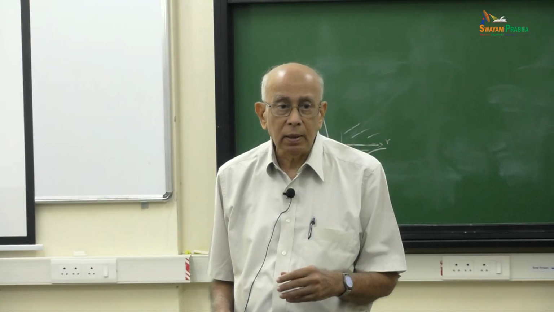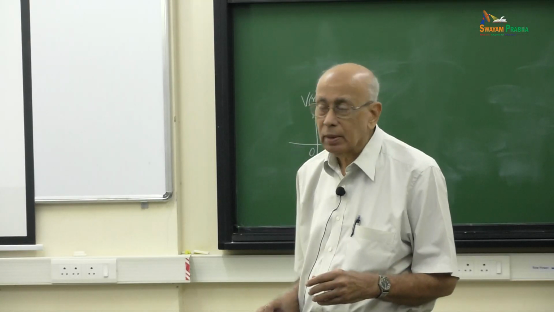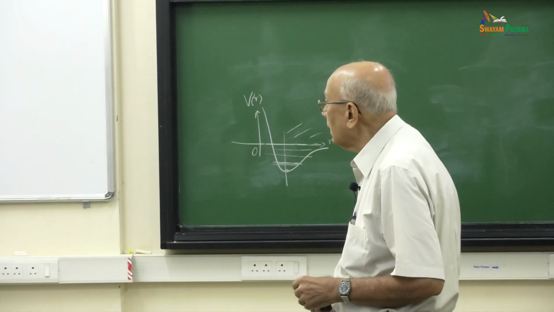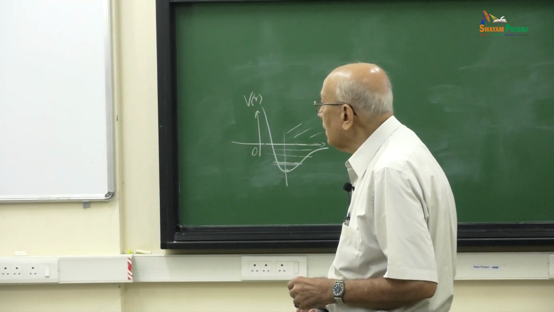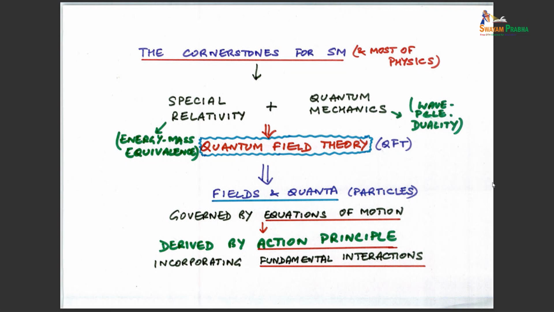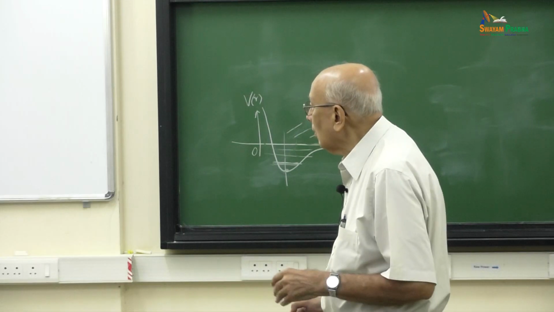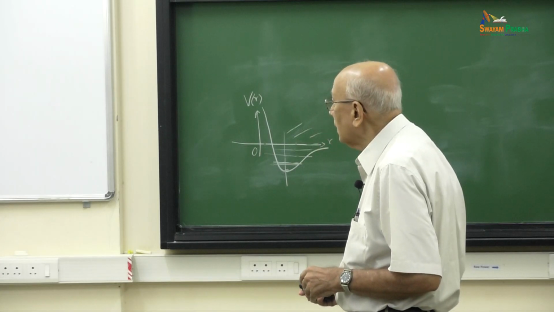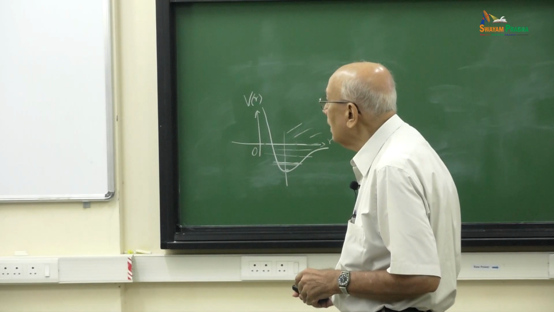When you quantize it and apply the rules of special relativity and quantum mechanics, you get the properties of the quanta of the field. And these fields are governed by equations of motion determined by something called an action principle for all the fundamental interactions. Okay. So there's a long-standing formalism, which is about 100 and something years old, which helps you understand this business in a clear way.